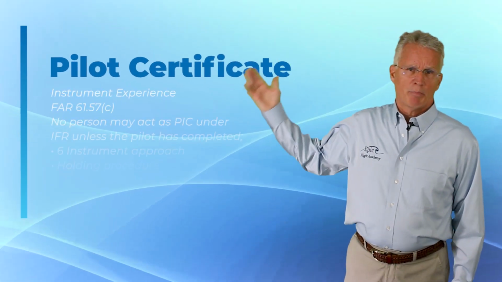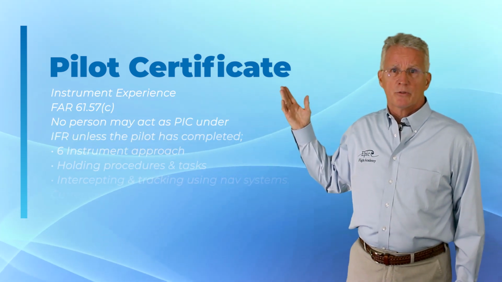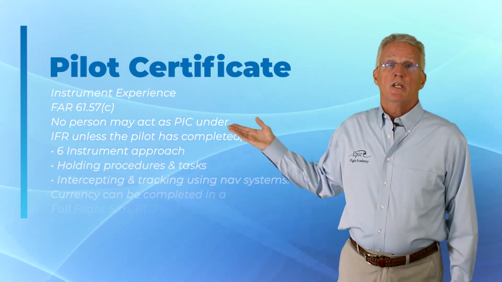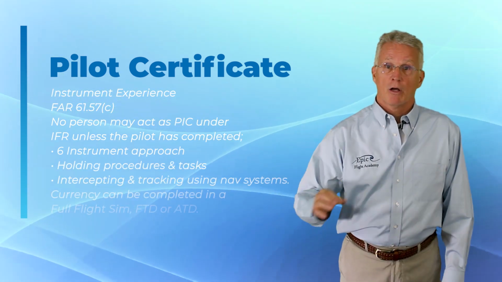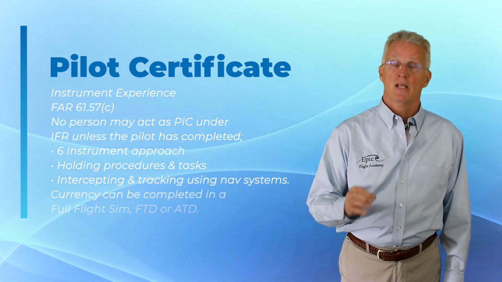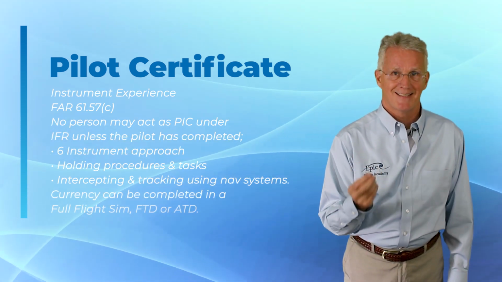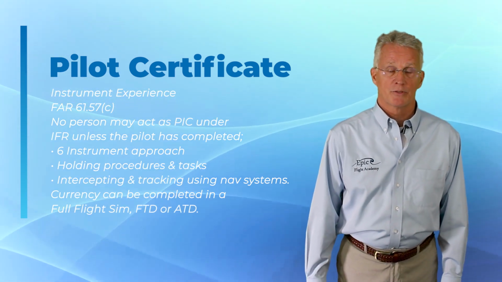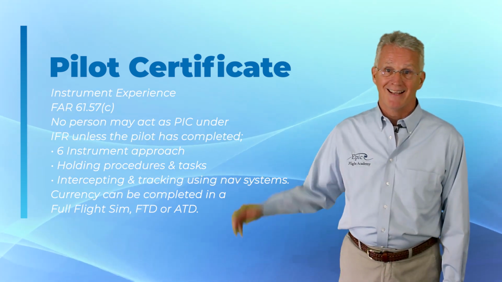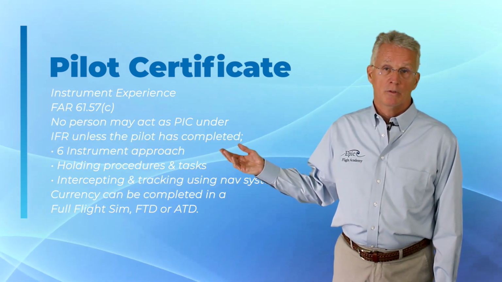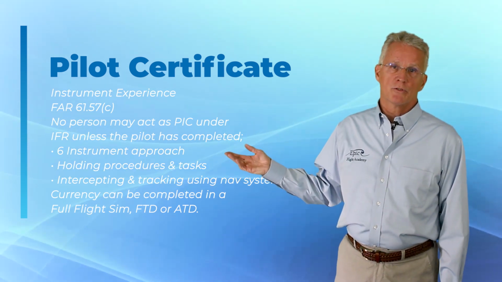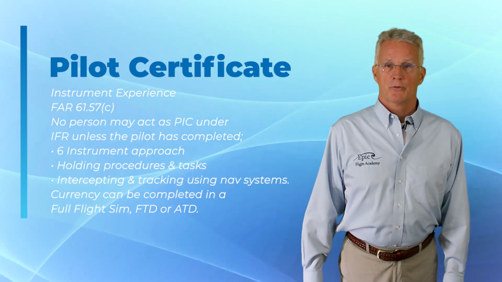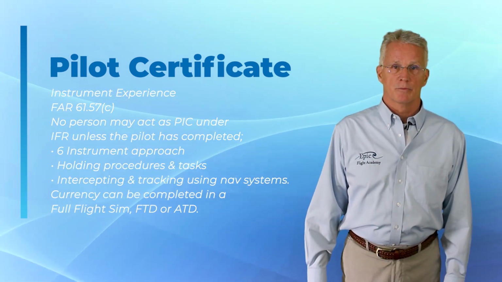Now, still talking about the pilot and their certificate currency, this slide calls our attention to the pilot's instrument experience. Now we're talking again about 61.57, specifically paragraph C. So review this with your flight instructor. In the last 6 months, the instrument pilot must have had 6 instrument approaches, holding procedures and holding tasks, and intercepting and tracking procedures through the use of navigation systems.